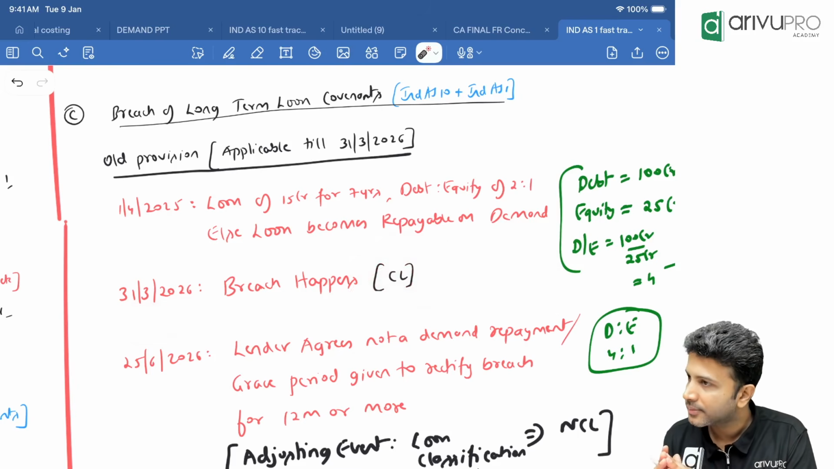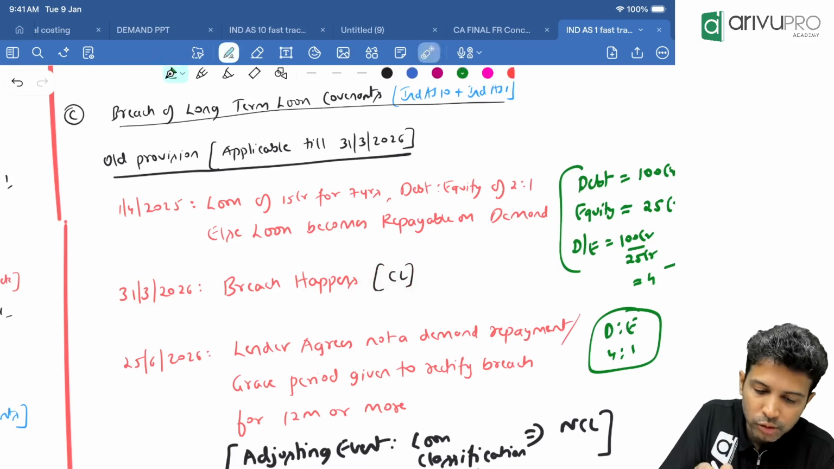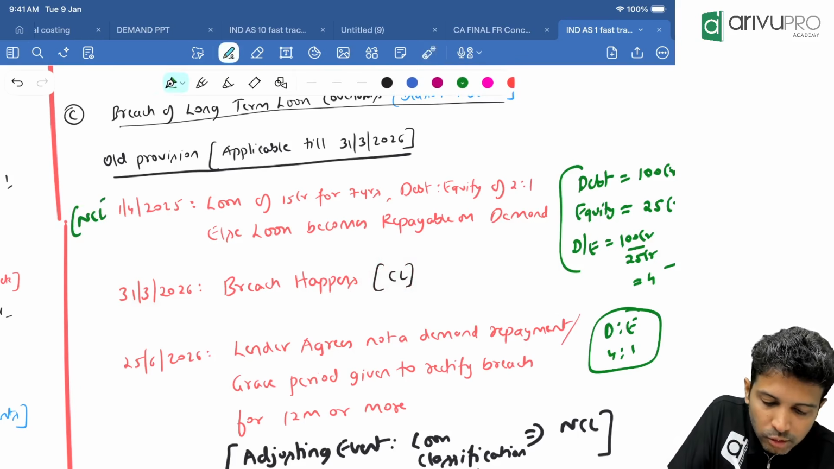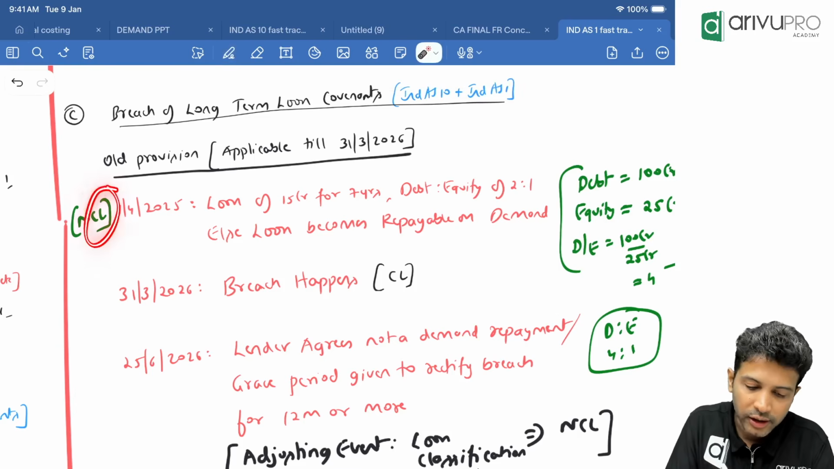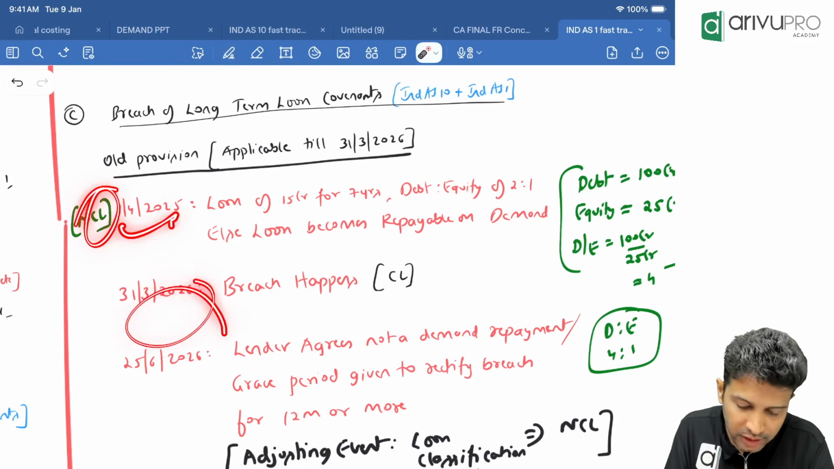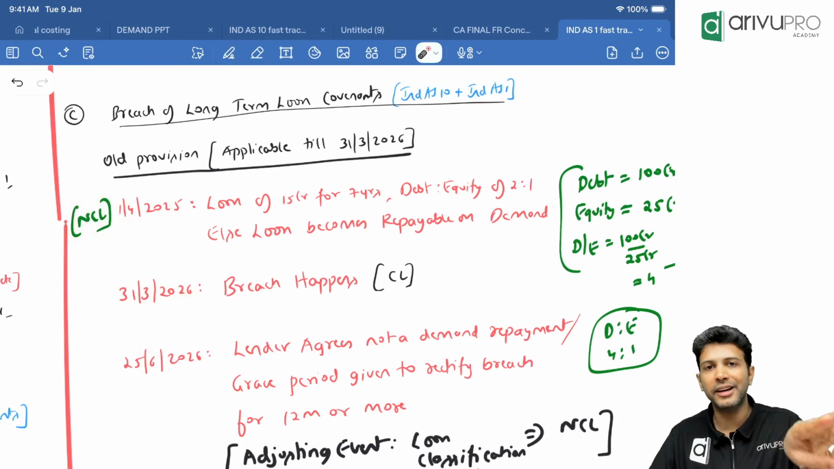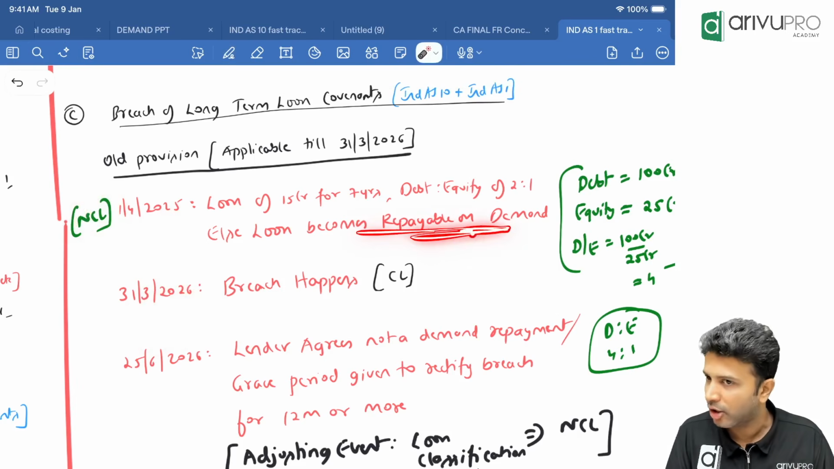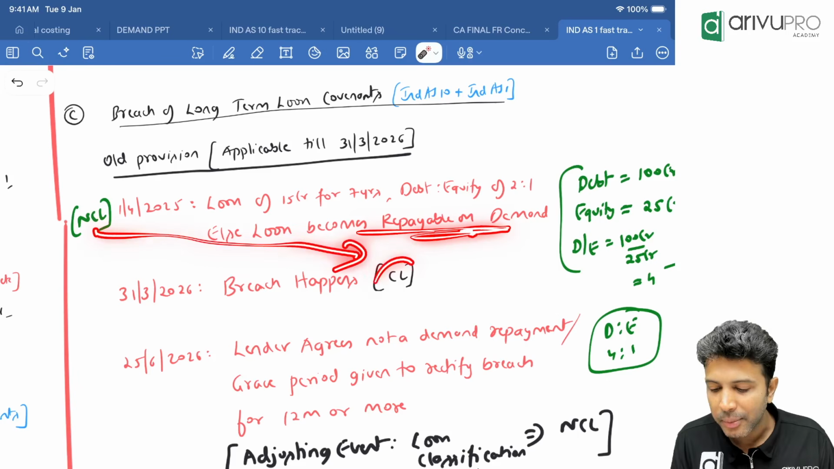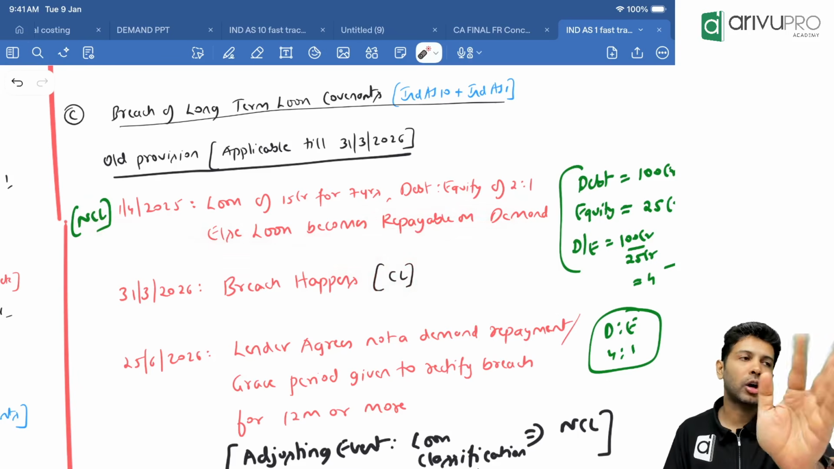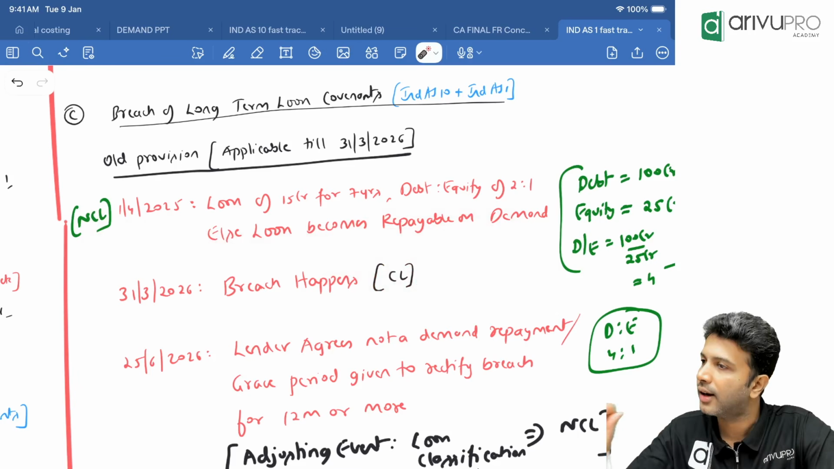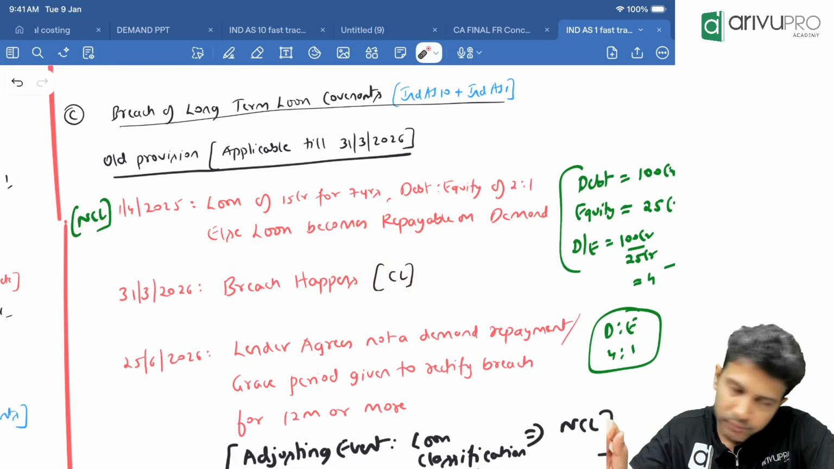Any problem till here? Initial classification of this loan was what? Initially, this loan will be classified as a non-current liability when you took the loan. But on 31st March 2026, since you committed the breach and the loan has become repayable on demand, from NCL it will become CL. As in now from non-current liability it will become current liability. Good, okay.